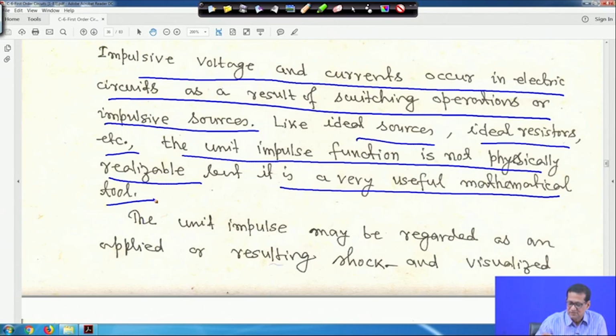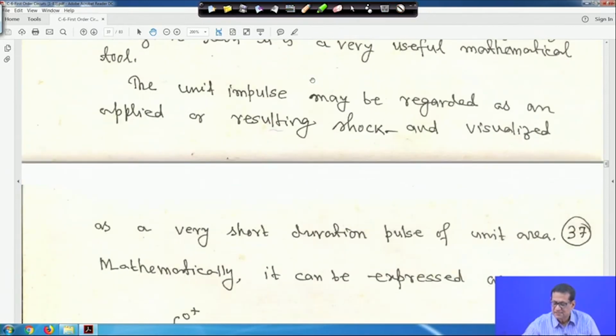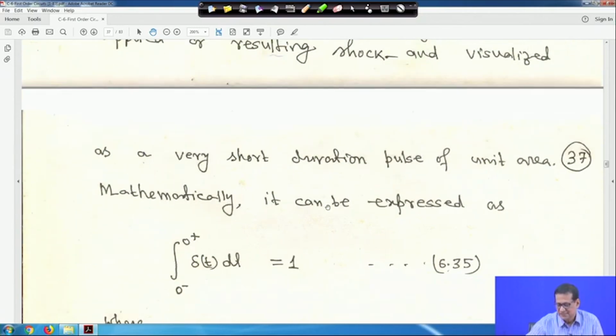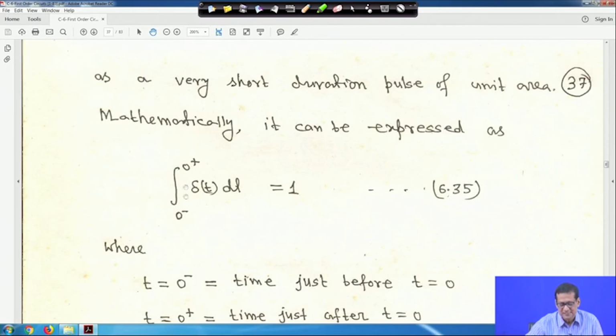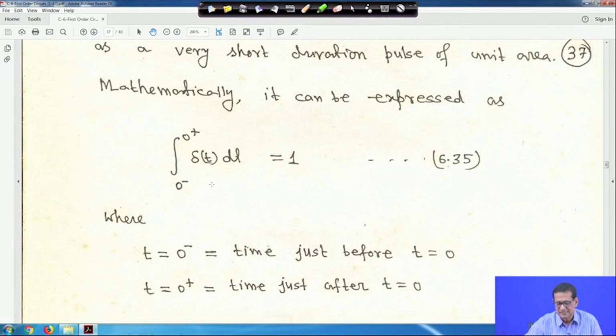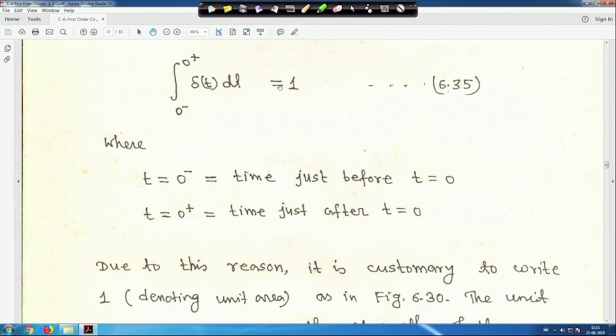So, the unit impulse may be regarded as an applied or resulting shock and visualized as a very short duration pulse of unit area. Mathematically, we can express this as the integration just before switching, that is 0 minus to 0 plus, of delta t dt is equal to 1. Its area is 1. This is the unit impulse function.